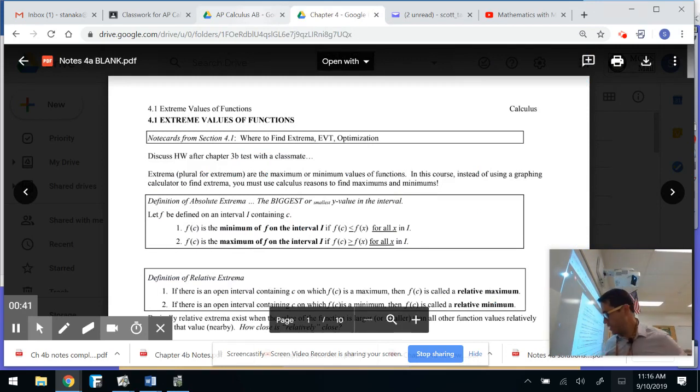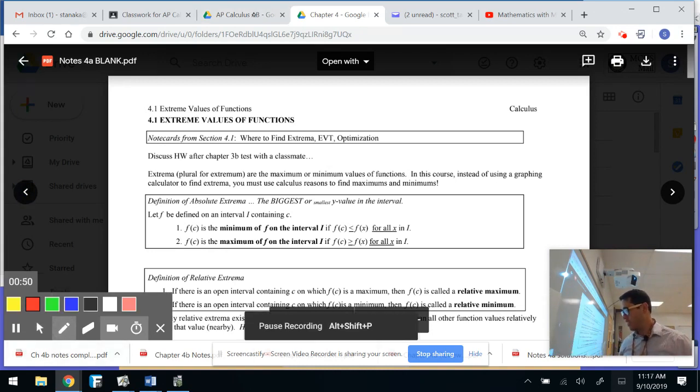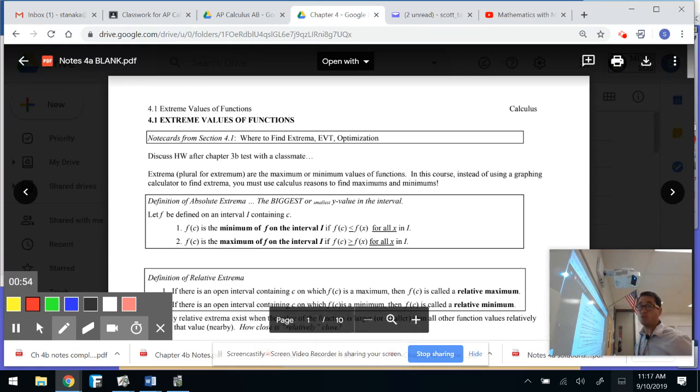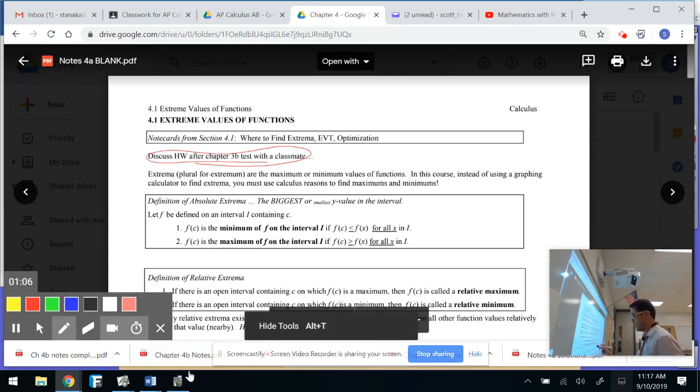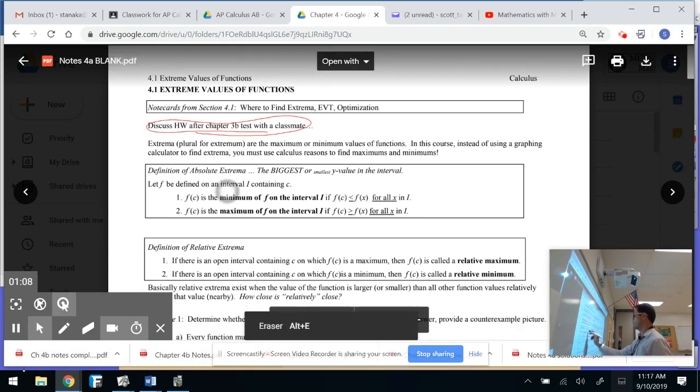So what's cool about this lesson is we kind of do chapter 3, where we just get really good at finding the derivative of stuff. And now, how do we use it? What are applications of that? And that's what we get into here with chapter 4. It's pretty much the entire chapter 4. But here we go. It says discuss homework after your 3B test with your classmate. We'll get into that. That will be a little bit familiar when we look at it.